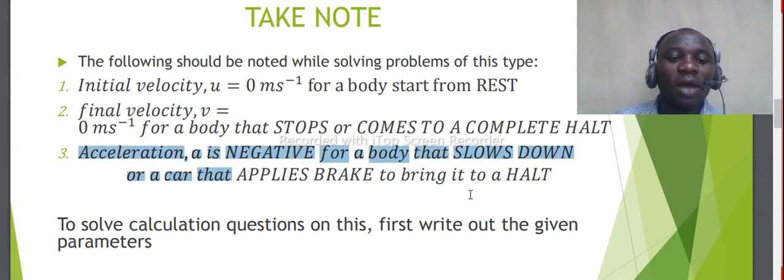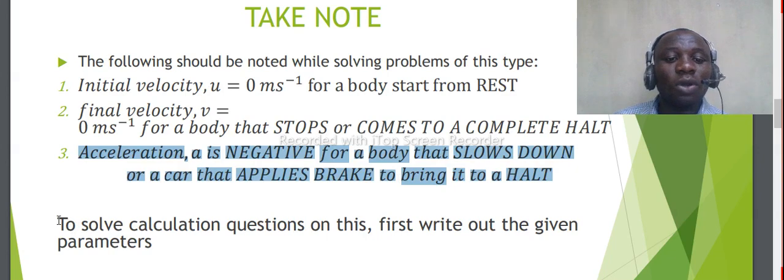So when you have a car that's moving very fast, and let's say the driver sees an obstruction in the way, the driver has to apply the brake. So the brake the driver is applying makes the car decelerate. That means the speed of the car decreases, so the car decelerates. So in that case, we say the acceleration is negative. So take note of these 3 points.